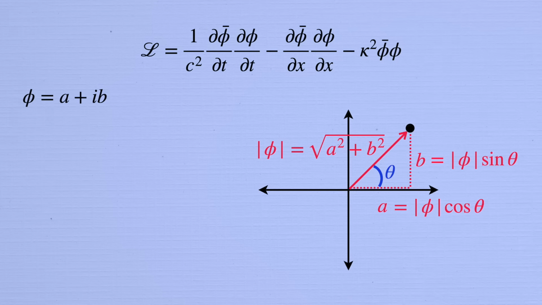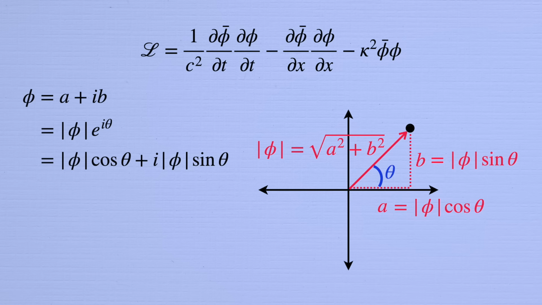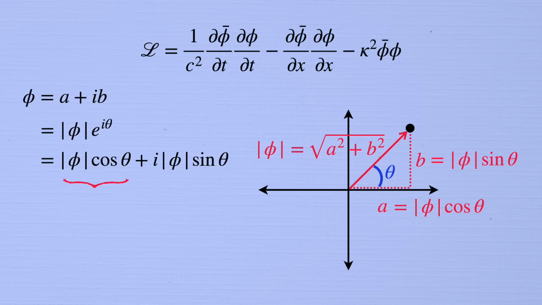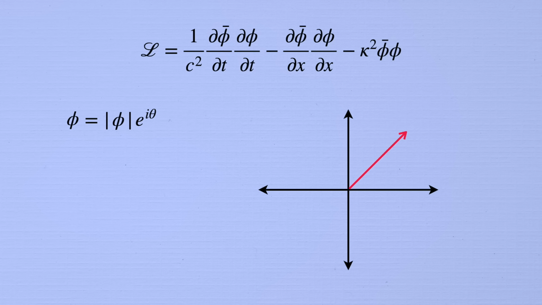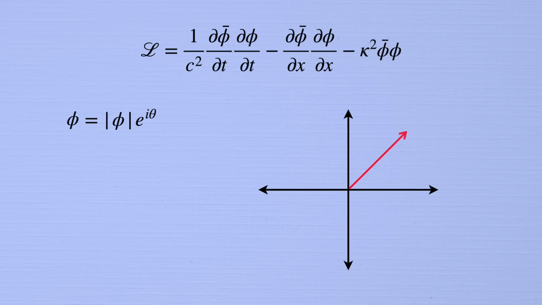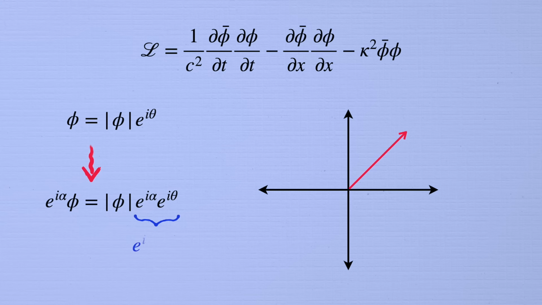Another way to say the same thing is to use the fact that a complex number, phi equals a plus ib, can equivalently be written as mod phi e to the i theta. That's thanks to Euler's identity, which lets us expand out e to the i theta as cosine theta plus i sine theta. But mod phi cosine theta and mod phi sine theta are just the horizontal and vertical components a and b of our arrow. And so this is the same thing as writing a plus ib. The reason why writing things this new way is convenient is that it makes it very simple to rotate phi to a new angle: just multiply it by e to the i alpha for whatever angle alpha you want to rotate by.